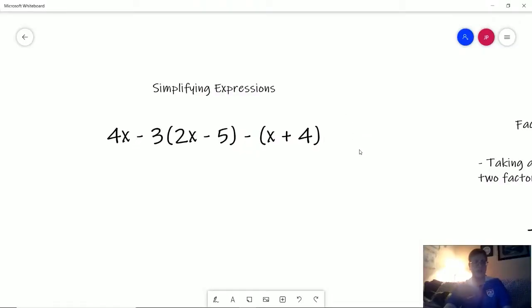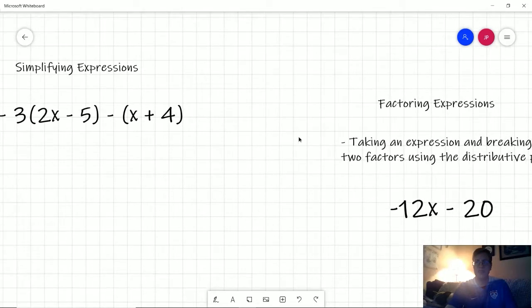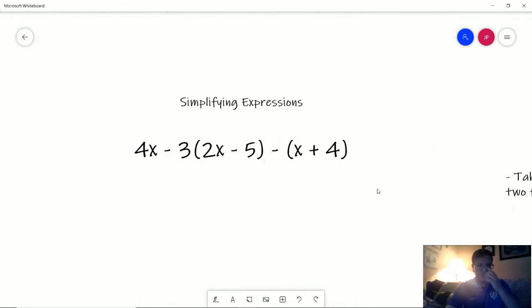Let's go ahead and take a look at what we're going to be working with today. We are going to be talking about working with expressions, solving different types of equations, as well as factoring expressions.